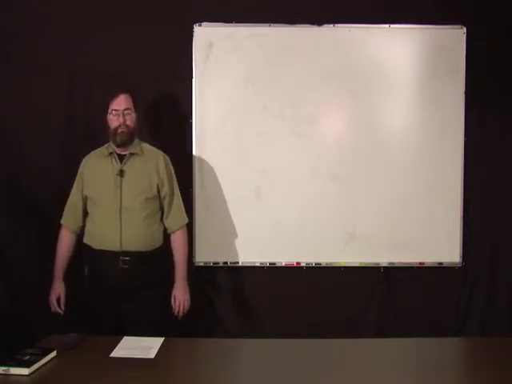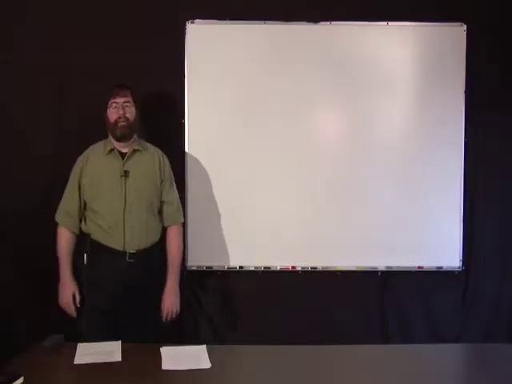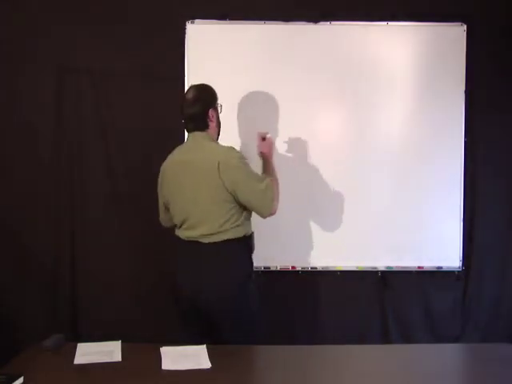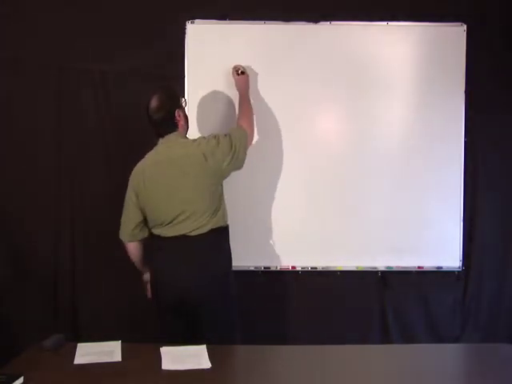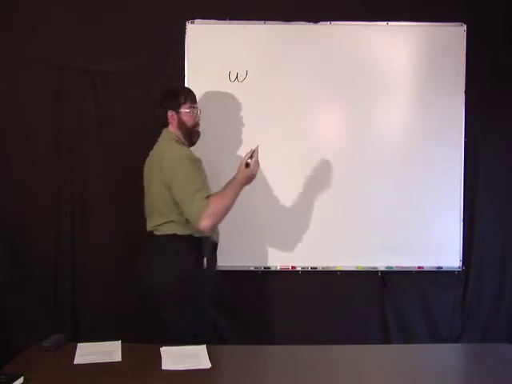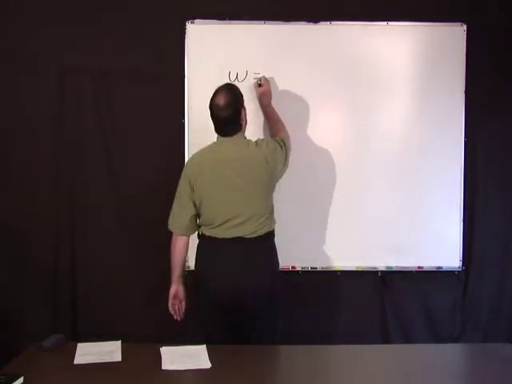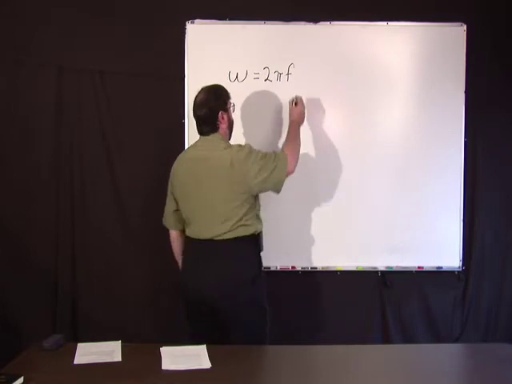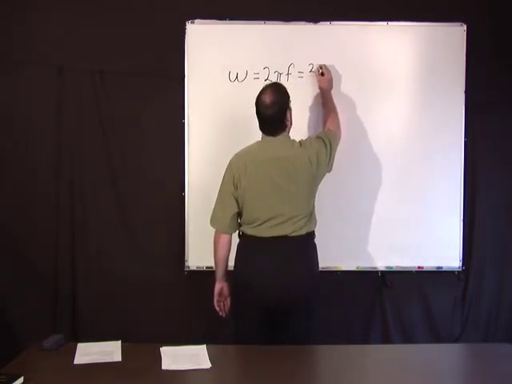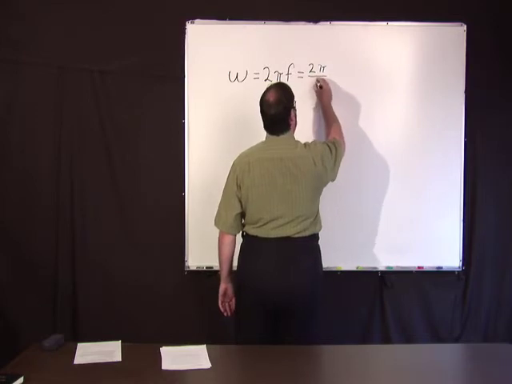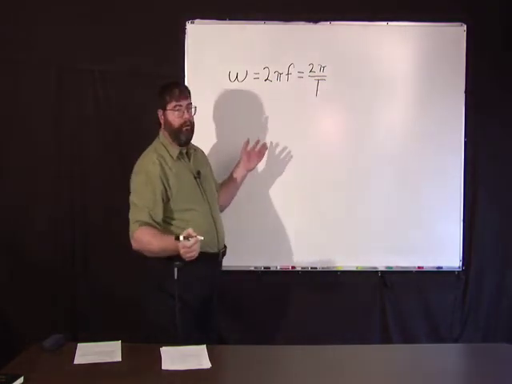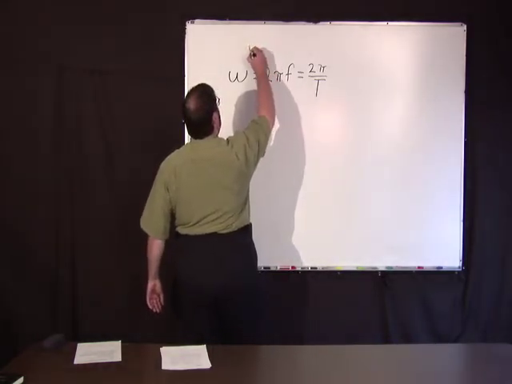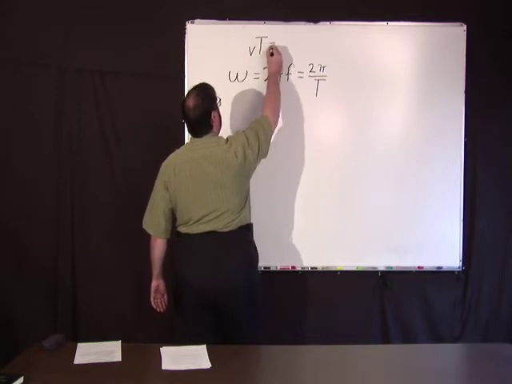But first we're going to do a little review of last week. Okay, to review what we did last week, we already know that for periodic phenomena, we have the relationship omega, the angular frequency, is equal to 2 pi times the frequency, which is equal to 2 pi over the period. But we already know for wave phenomena from last week that the velocity times the period is equal to the wavelength.